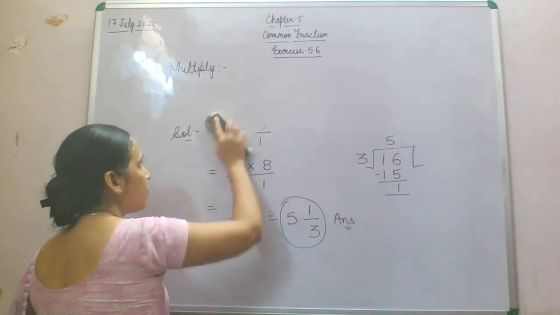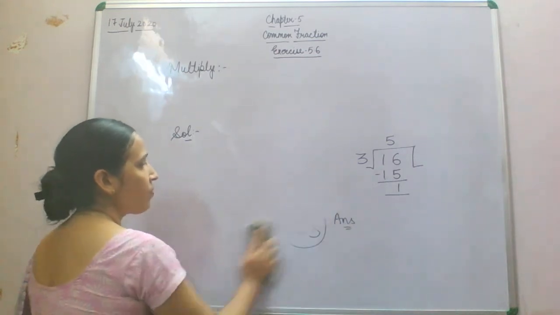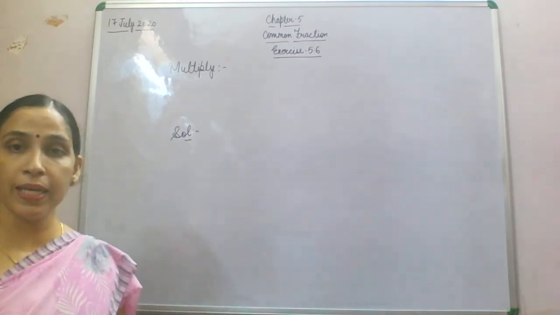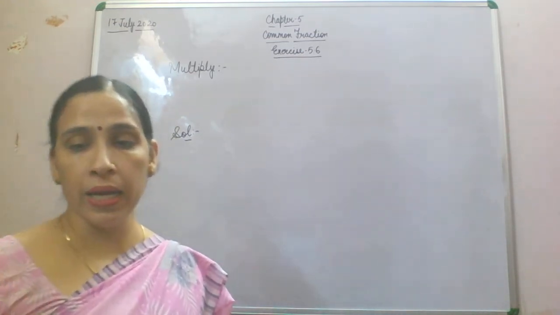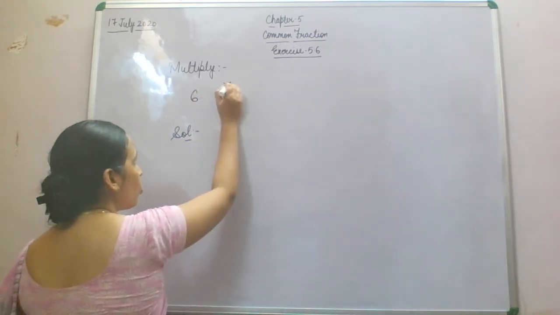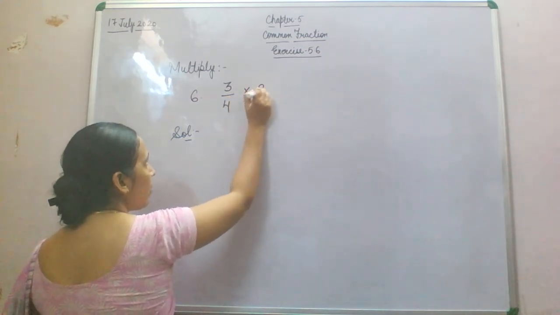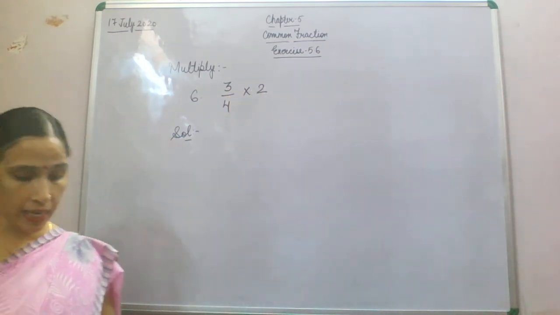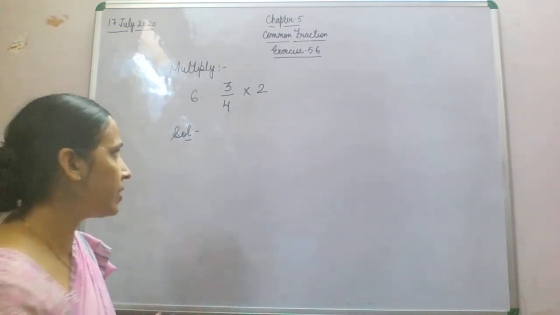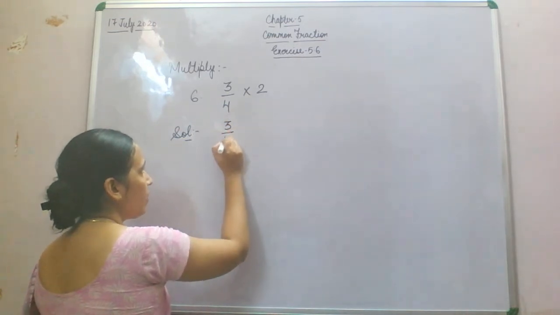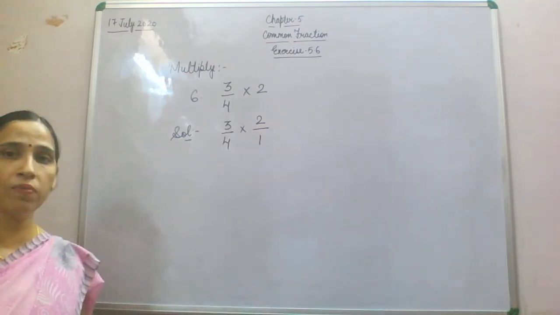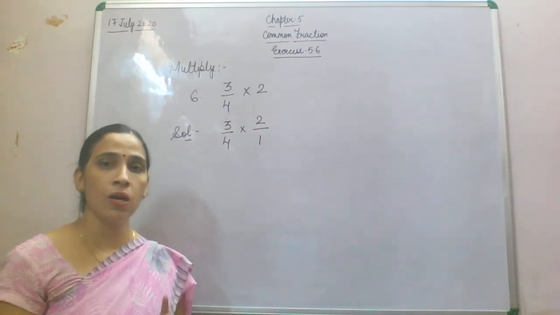Now question number 6, which is again an example of multiplication of a proper fraction by a whole number. So let's find it out. Question number 6 is 3 by 4 multiplied by 2. Now you can see, is anything there in the denominator of the whole number? No, nothing is there. So what will you do? 3 by 4 multiplied by 2 upon 1. In the place of the denominator of the whole number, you will write 1.